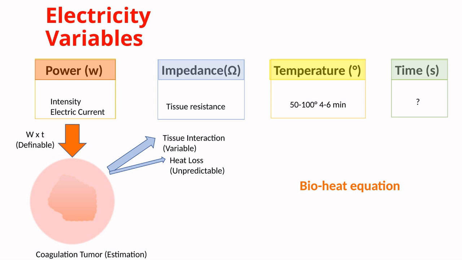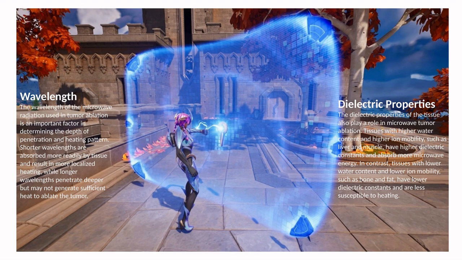Our goal is cell death, and that means 100 degrees, or it can also be achieved with temperatures above 50 degrees maintained above 4 to 6 minutes. On the other hand, we will have a tissue interaction that is variable and heat loss, for example by nearby vessels, that is unpredictable. In microwave, the energy will depend on the wavelength, and tissue interaction will depend on the dielectric properties. Ablation probes do not benefit from an unchanging environment. They are in constant and intimate contact with the dynamics of tissue.